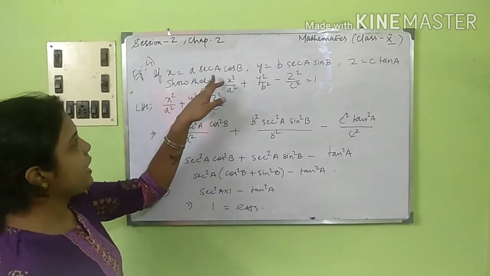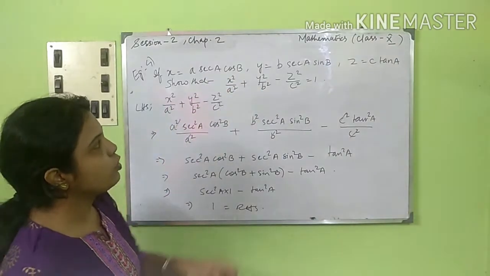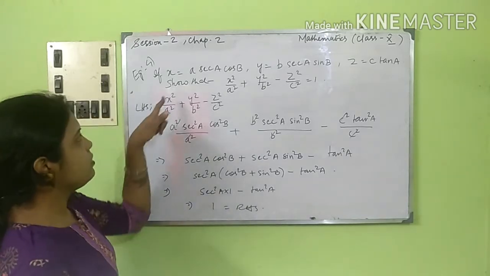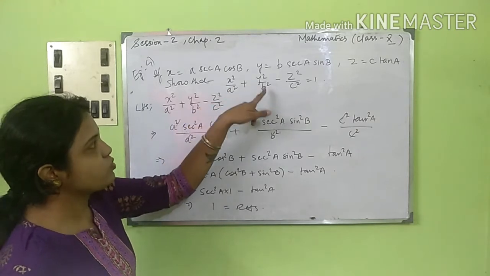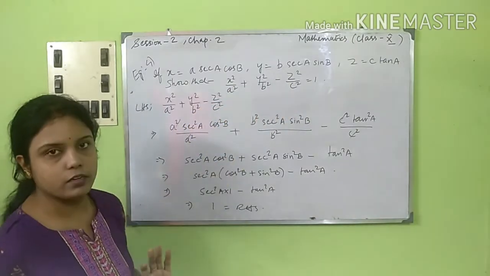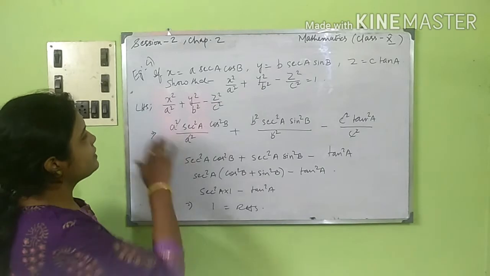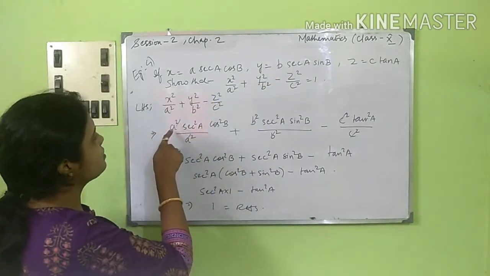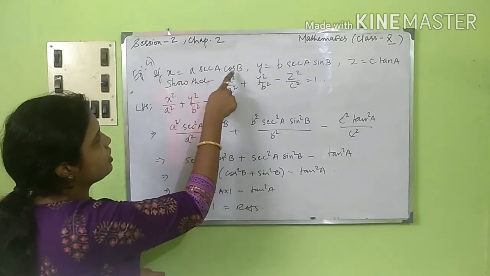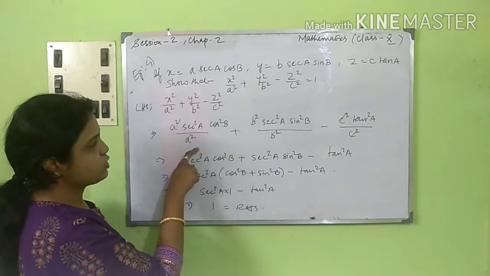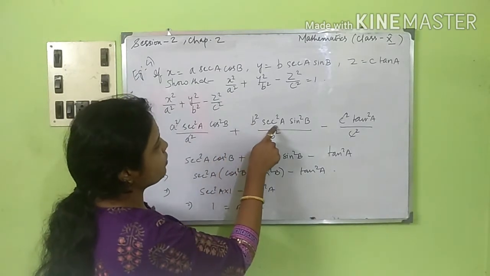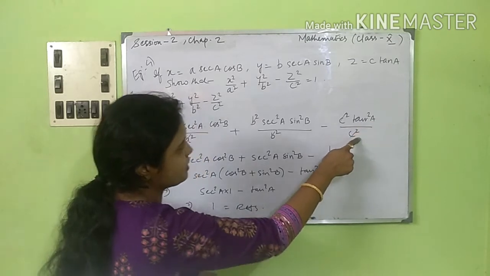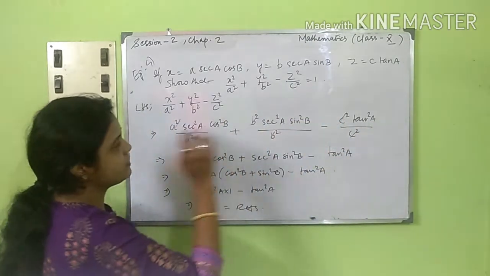If x equal to a sec a cos b, y equal to b sec a sin b, and z equal to c tan a, then show that x square by a square plus y square by b square minus z square by c square equal to 1. Okay, so let's take the LHS first. So put the values of x, y and z here. So we get a square sec square a cos square b by a square plus b square sec square a sin square b by b square minus c square tan square a by c square. These are the values of x, y and z.